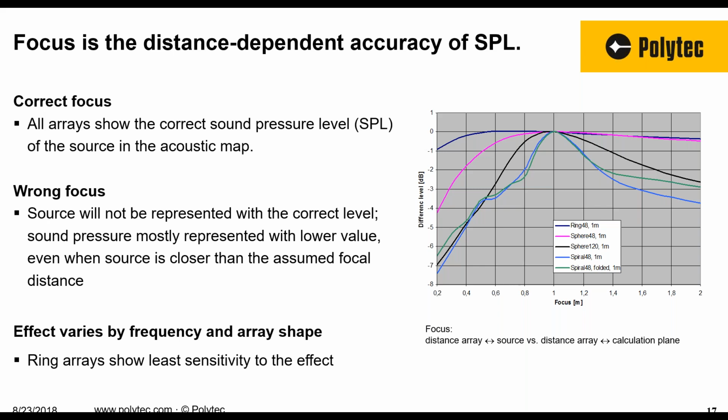So the sound pressure level of the acoustic map will be basically correct at 1 meter, the sweet spot for all of them. It'll be 100% correct at 1 meter. With the wrong focus, you'll get basically incorrect levels due to the algorithms and the calculations within the software. But this effect varies by frequency and array shape. The ring array shows least sensitivity to focus distance. But with some of the other arrays, you've got to be careful with setting your focus distance correctly.